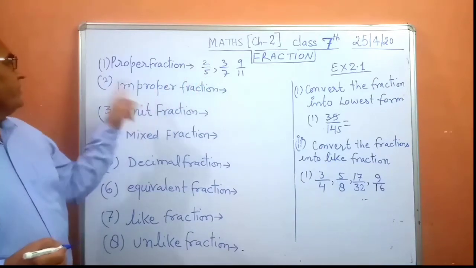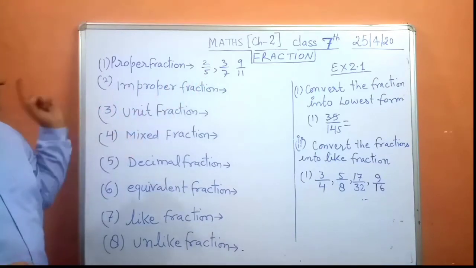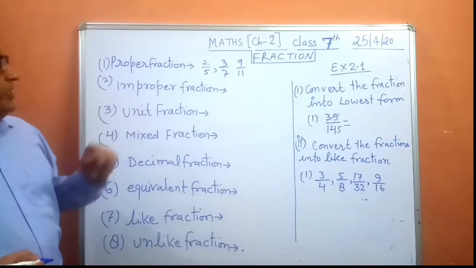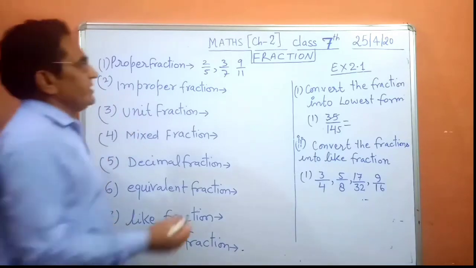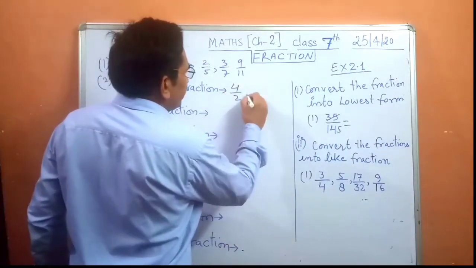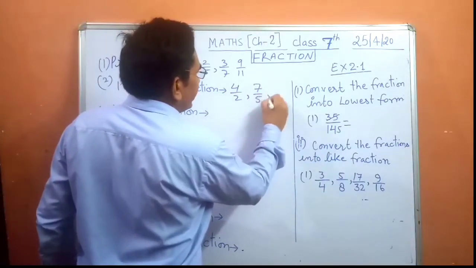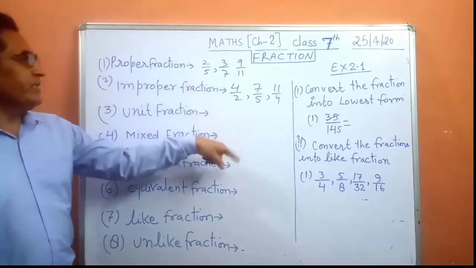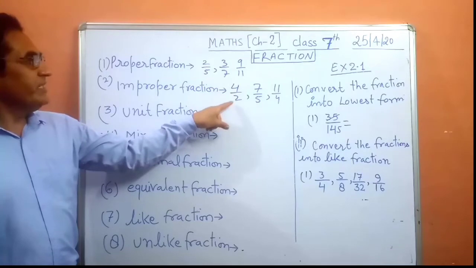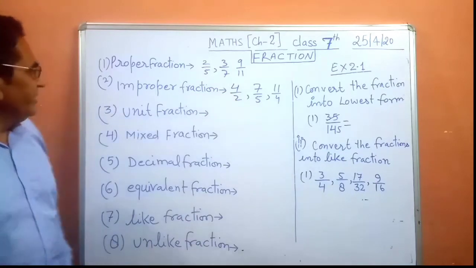Now we come to the second type of fraction, that is improper fraction. In an improper fraction, the numerator is greater than its denominator. For example, 4 upon 2, 7 upon 5, 11 upon 4. These all are examples of improper fractions because the numerator is greater than the denominator.